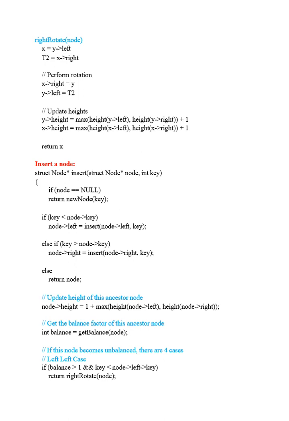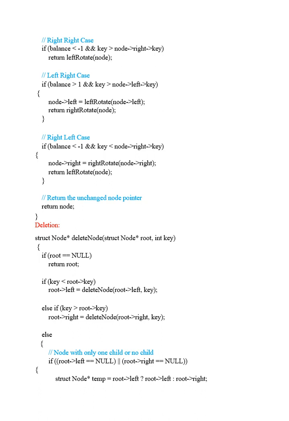And this is the pseudocode for inserting a node. If it is null, we just return a new node. If the key is less than the root, we have to insert on the left side. If it is greater, we have to insert on the right side. After each and every insertion, we have to update the height and get the balance factor. And these are the cases for rotation: left left case, right right case, left right case, right left case.